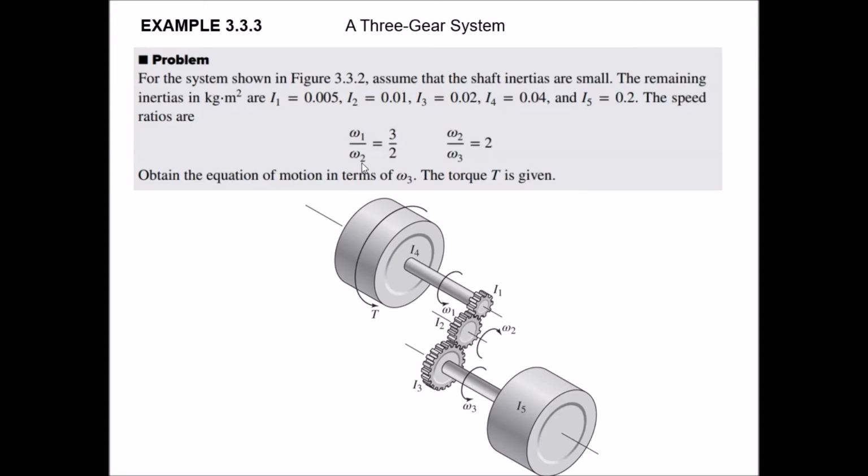The speed ratios are also given to us as the following. Omega 1 over omega 2 is equal to 3 over 2, and omega 2 over omega 3 is equal to 2. They want us to obtain the equation of motion in terms of our omega 3, and we assume that the torque is given to us as T.